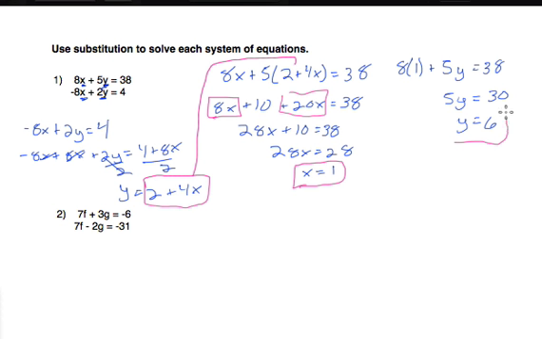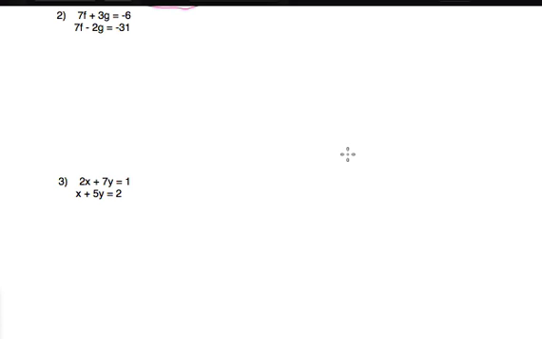And you should always double check your work. 8 times 1 is 8, plus 5 times 6 is 30, and 30 plus 8 is indeed 38. Negative 8 times 1 is negative 8, plus 2 times 6 is 12. Negative 8 plus 12 is indeed 4, and so these are our correct answers.